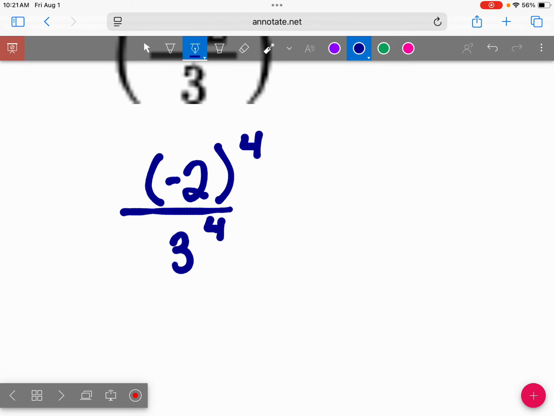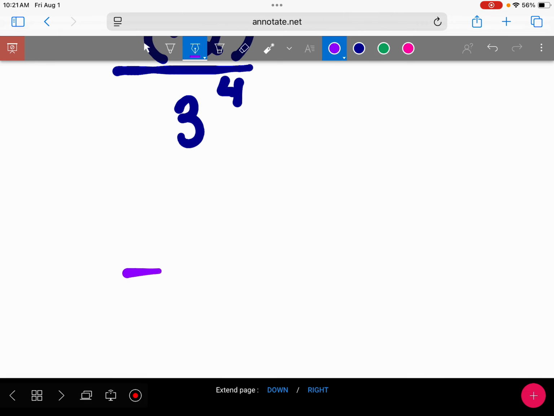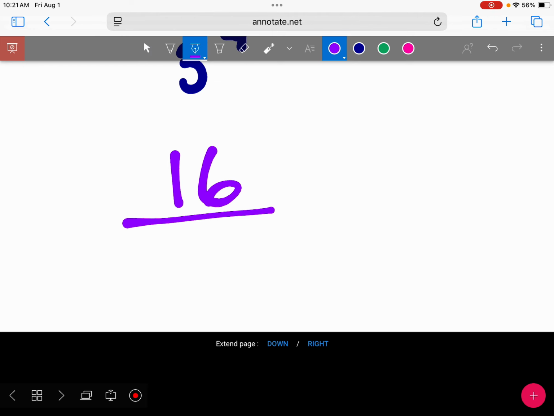Whenever you have a negative value, especially with exponents, you've got to make sure things stay in parentheses. It makes a difference. Because I don't really know what negative 2/3 to the 4th is, not off the top of my head. I don't know what 2/3 squared is off the top of my head. But I do know 2 to the 4th. What's 2 to the 4th? 16. So what's negative 2 to the 4th? 16. Same thing. What's 3 to the 4th? 81.